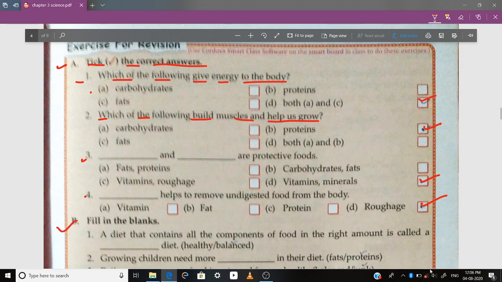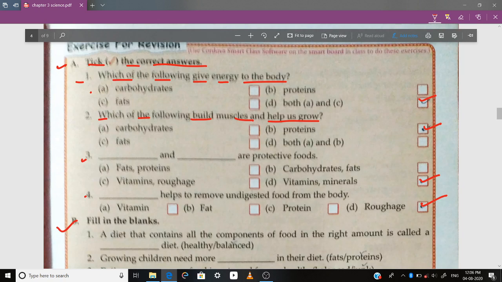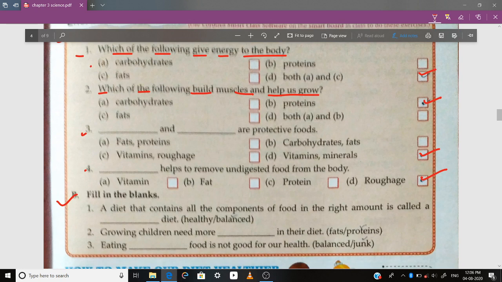Now next is fill in the blanks. Let us do this. First, a diet that contains all the components of food in the right amount is called a healthy diet or balanced diet. So the right option is balanced diet. Next, growing children need more protein or fat? So of course protein, because protein helps us in the growth of muscles.